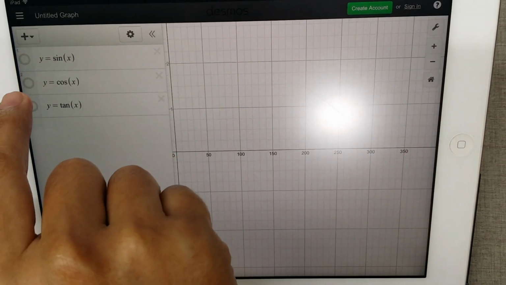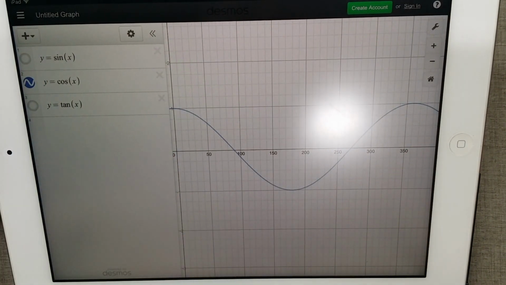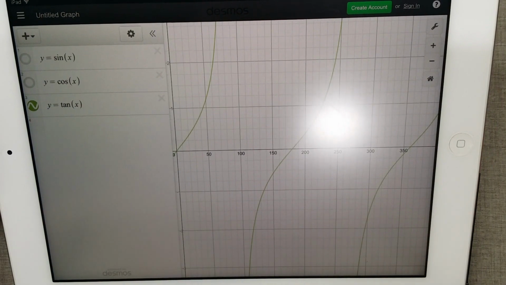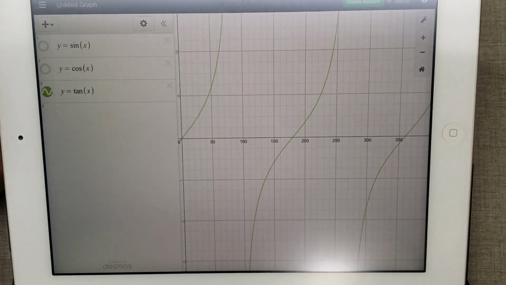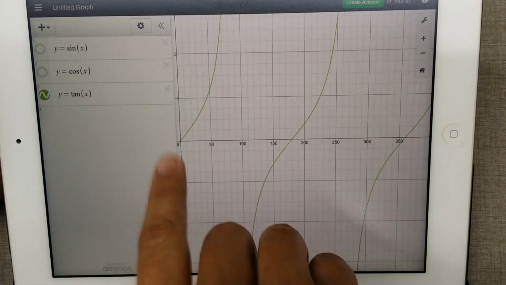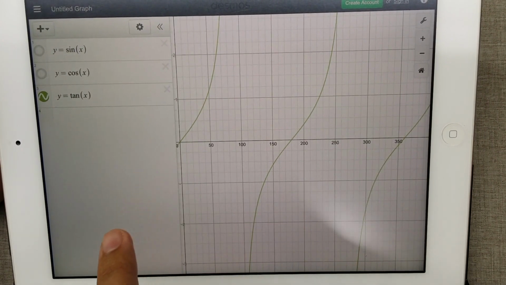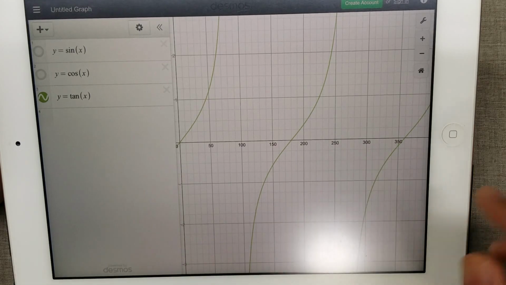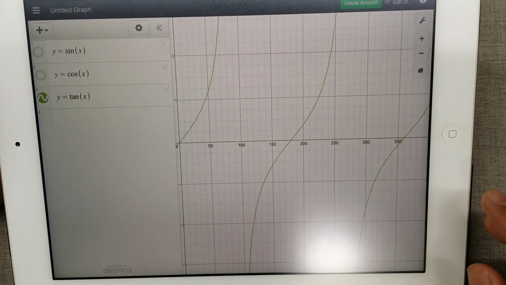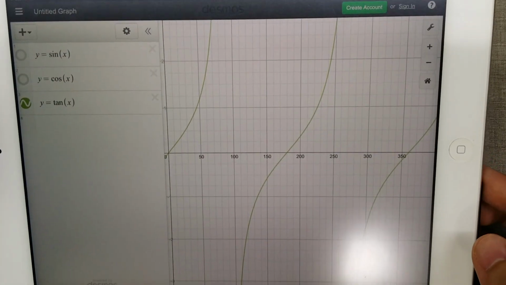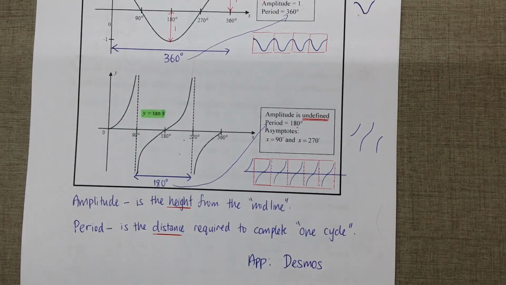Now let's close the sine graph. Let's see the cosine graph. Okay, let's close the cosine graph. Let's see the tangent graph. Alright, so you can use the Desmos app to learn about the trigo graph. And later on the next page, we can also make use of the Desmos app to learn how the graph will transform. Let's take a look at the next page.